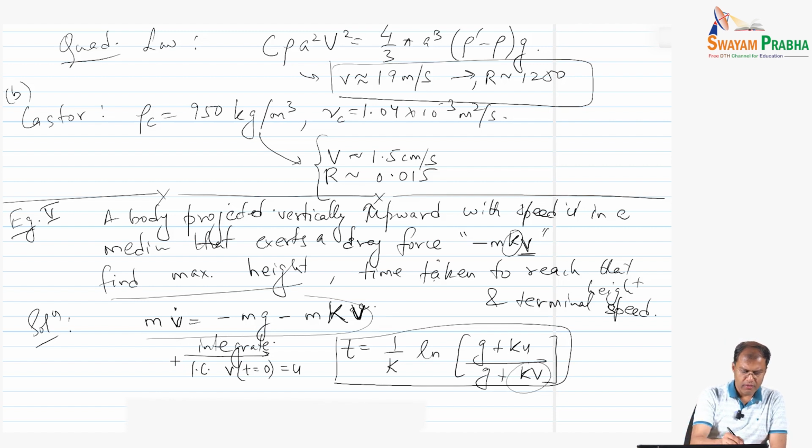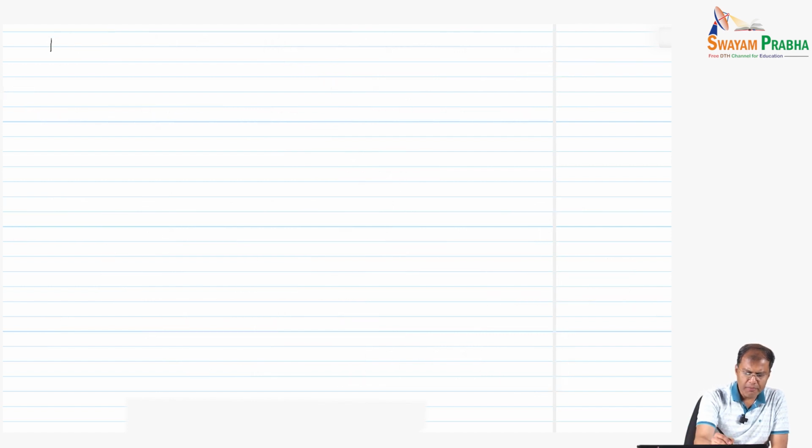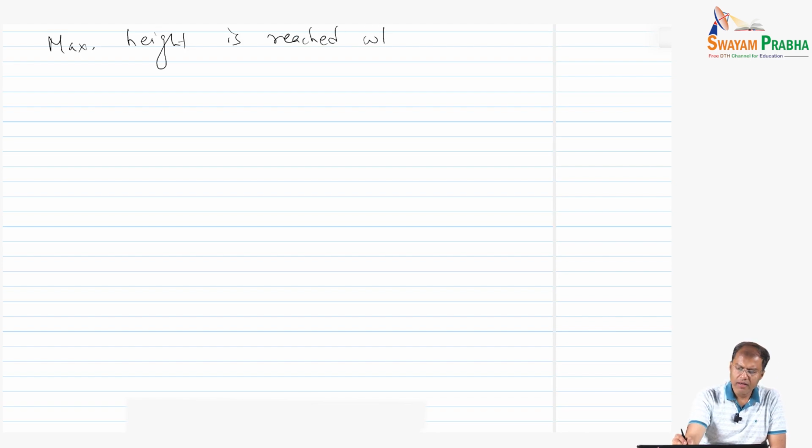So what did I just say? The max height is reached when v is equal to 0, right? The particle stops. And from here we see that tau is 1 over k times log of 1 plus ku by g. We have set v equal to 0, and this is my time taken to reach the maximum height, right?